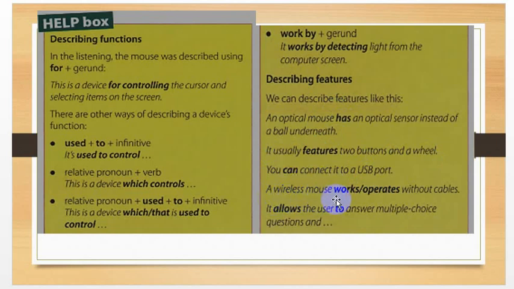A wireless mouse works without a cable. A wireless mouse operates without a cable. It allows the user to answer multiple choice questions, and you can add a complement here. For example, it allows the user to take photos. It allows the user to play games. You can write many different kinds of sentences here.